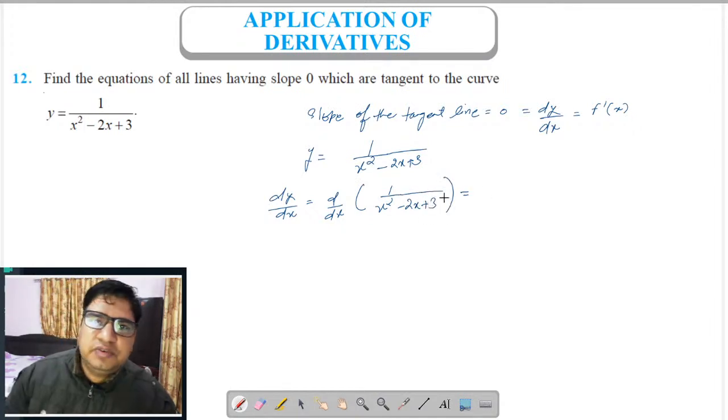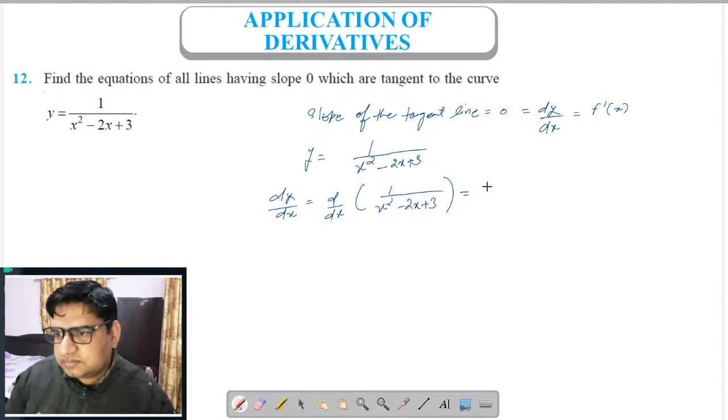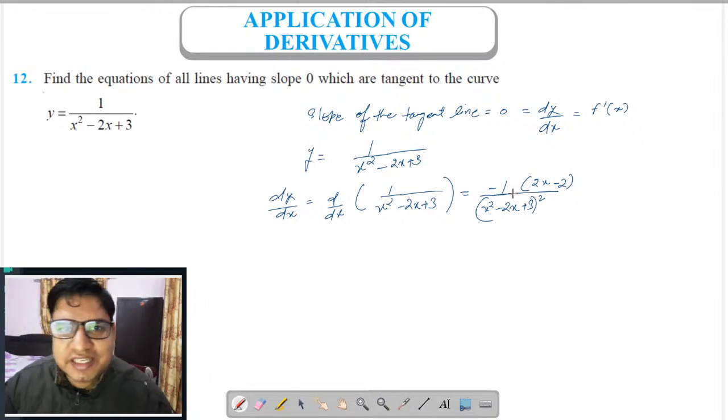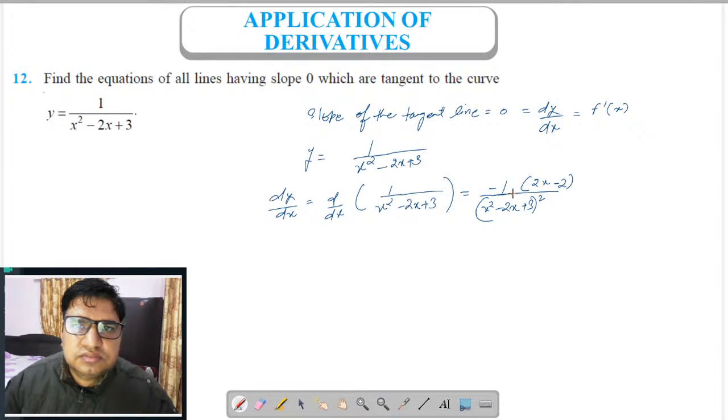So how do we solve this? This can also be written as minus (x square minus 2x plus 3) whole square in the denominator, and in the numerator, what we have here is 2x minus 2. And how do we solve it? Either we can use the quotient rule, or we can simply write it down as (x square minus 2x plus 3) to the power minus 1, then minus 1 comes before it, and then the square of the term, and then by using the chain rule, dy by dx of x square minus 2x plus 3. So like this we can solve.